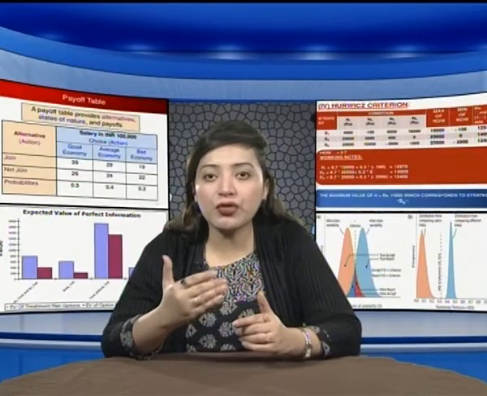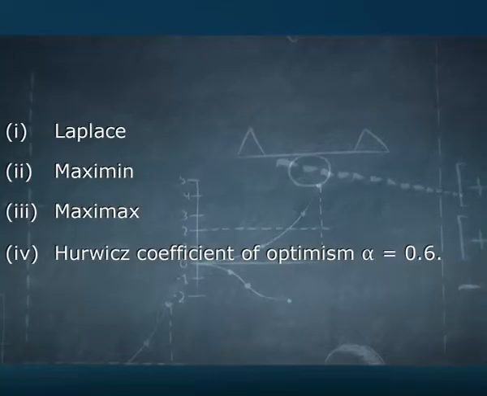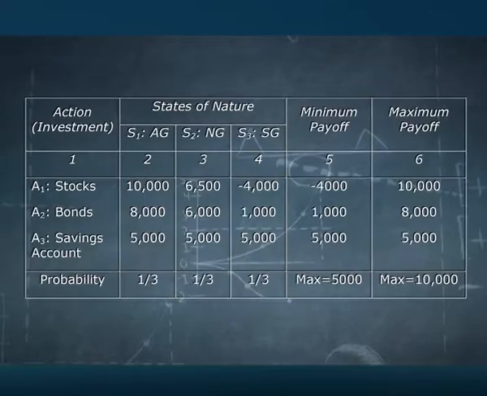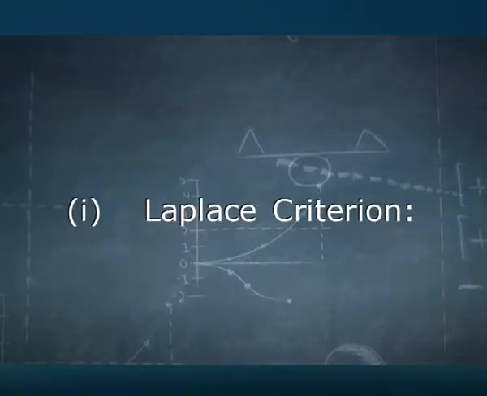Now determine the best investment plan using each of the following criteria. The first one Laplace, second Maximin, third Maximax, fourth Hurwicz. Coefficient of optimism alpha is equal to 0.6. Let's see the solution. First one, the Laplace criteria.